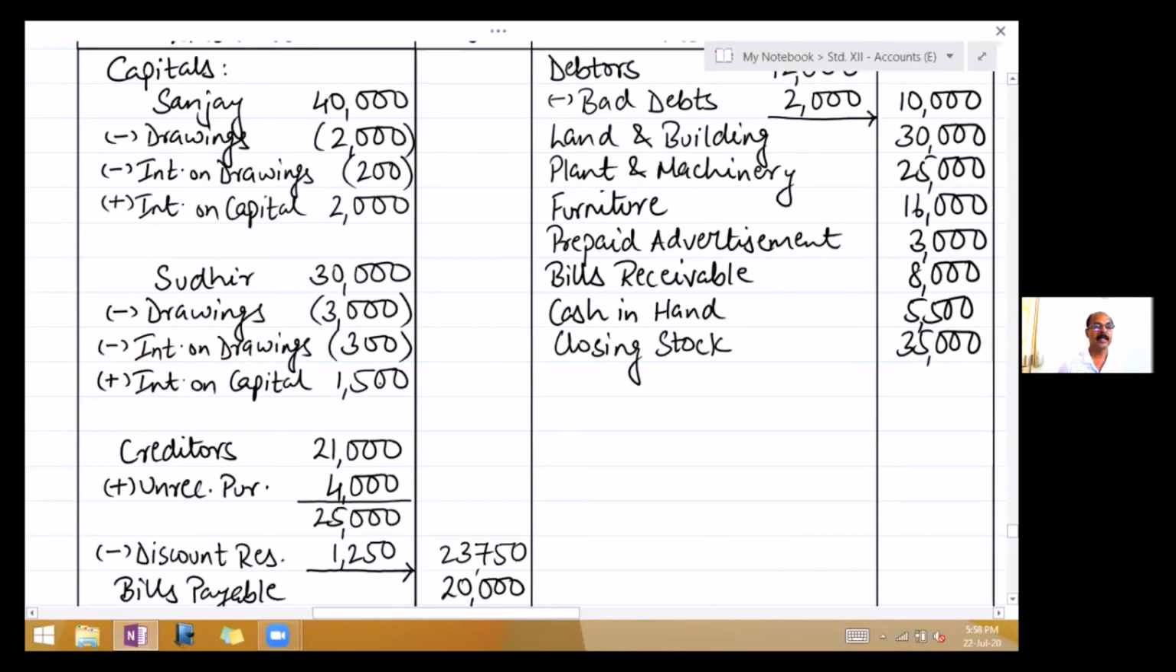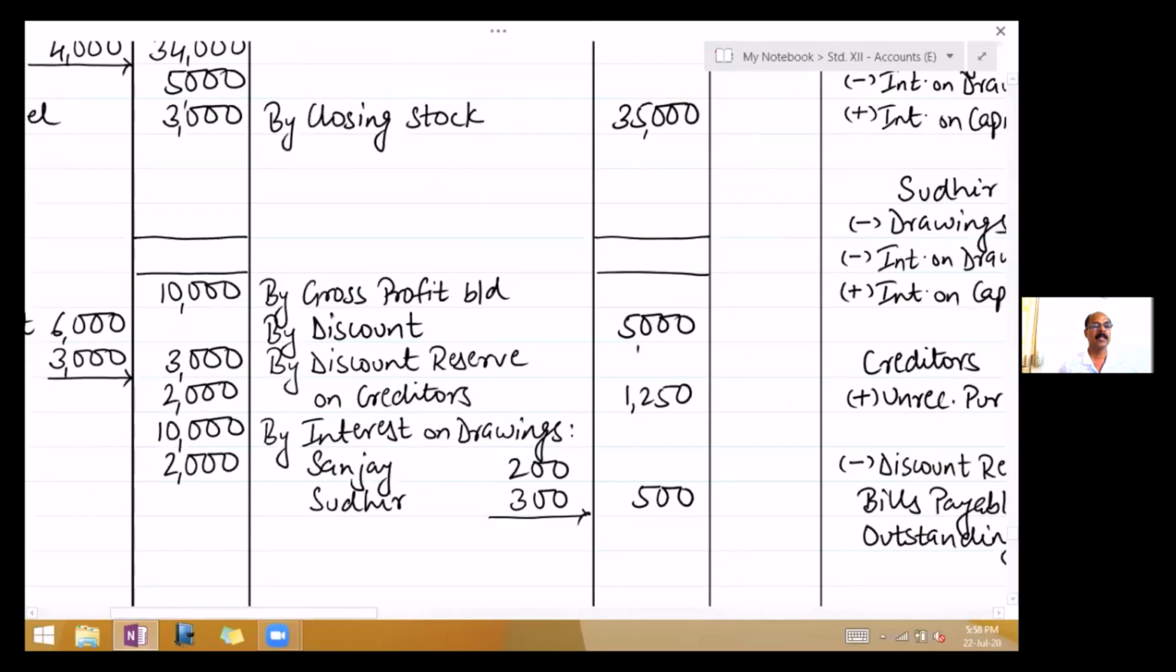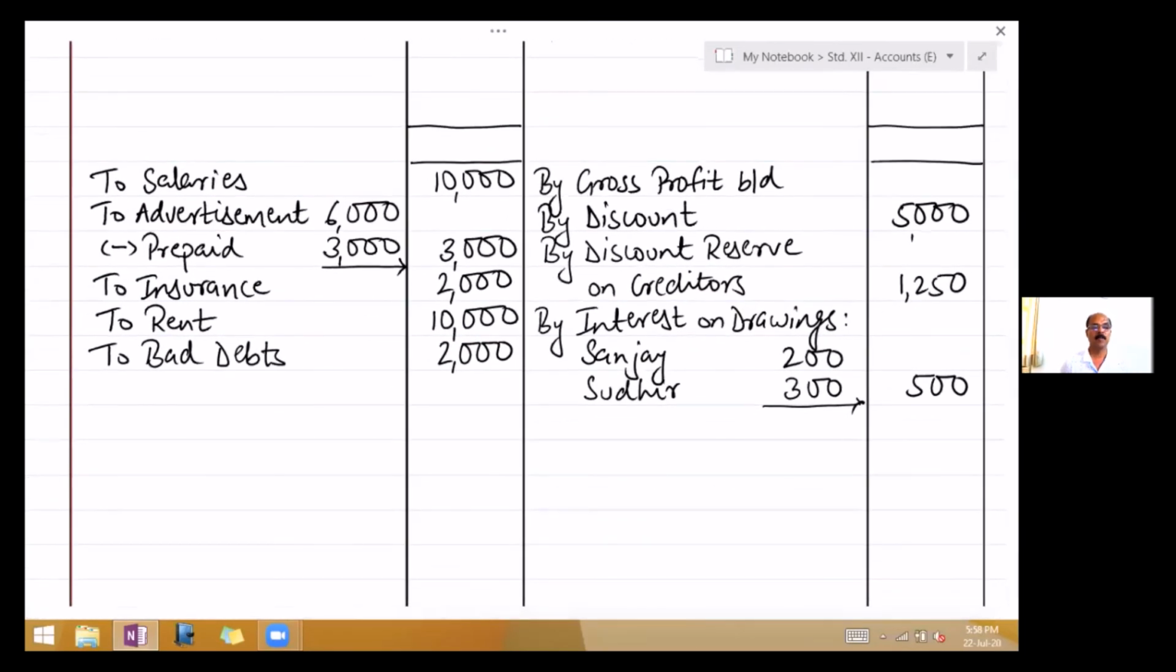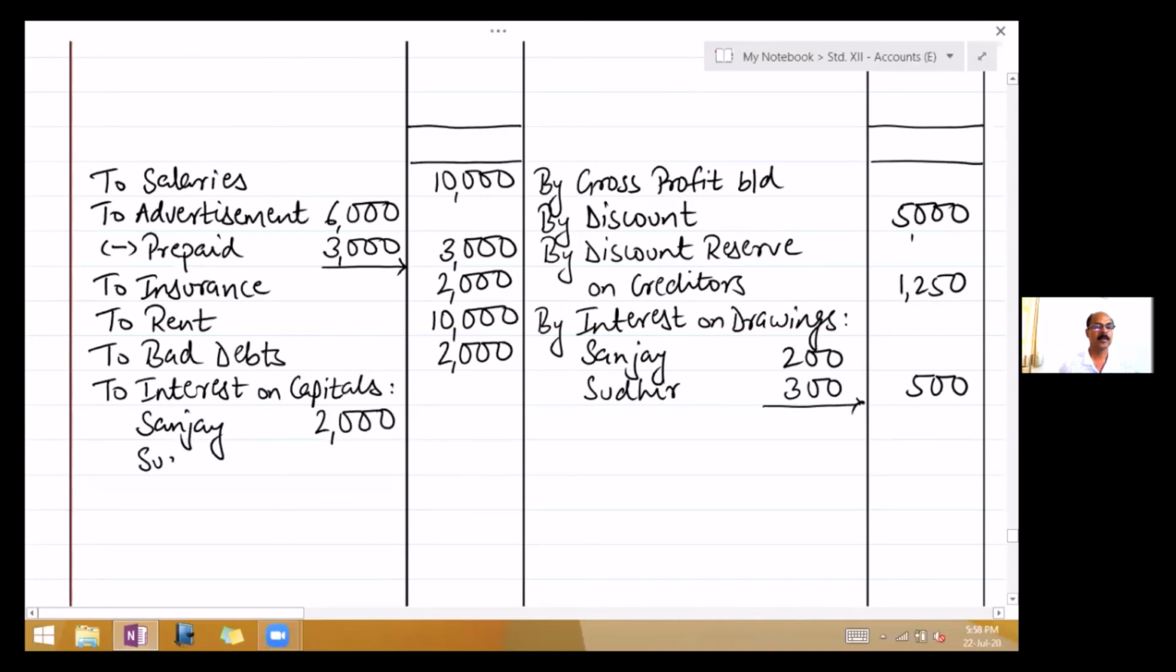And the second effect is P&L debit. Interest on capital is an expenditure for the business, the opposite of interest on drawings. Interest on drawings is on the credit side; interest on capital is on the debit side of your P&L account. So right there, Sanjay 2,000 and Sudhir 1,500. Put it in the inner column, and total interest on capital is 3,500 in the outer column. That's it.